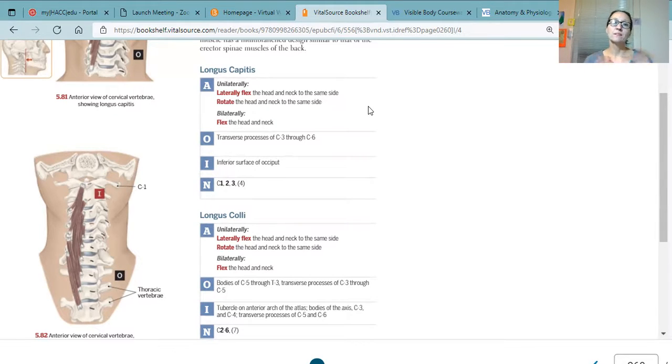Okay. Again, I don't want to say they are antagonists to the erector spinae group, because they can also laterally flex, and that's something that the erector spinae group can do as well, and rotate. So they aren't direct antagonists, but the erector spinae group, of course, extends. Longus capitis and Longus coli can flex.